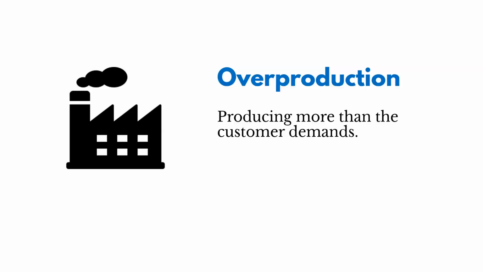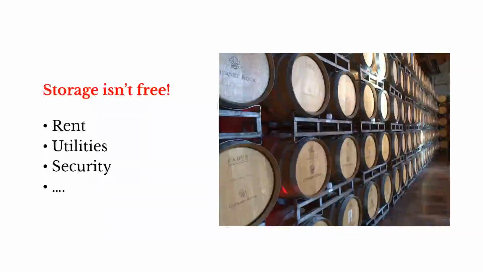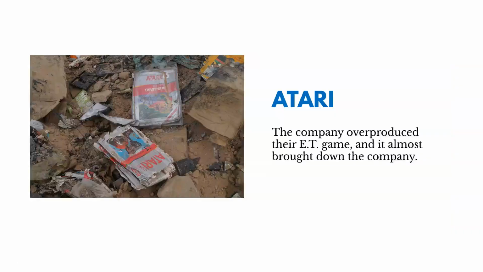Then there's the waste of overproduction, producing more than the customer actually demands. Now, one of the problems with that is that you've got to store the materials, and those materials could go bad. And so you've got to think about paying rent, utilities, security, and so on. It gets expensive. Now, Atari had this problem in the 80s. The company actually overproduced their ET game, and it almost brought down the entire company. They ended up having to bury some of their extra product in a landfill.